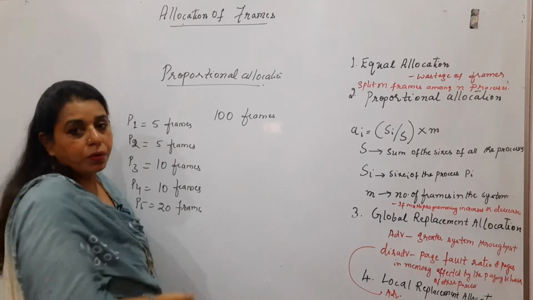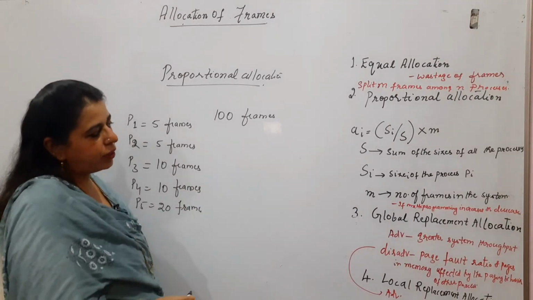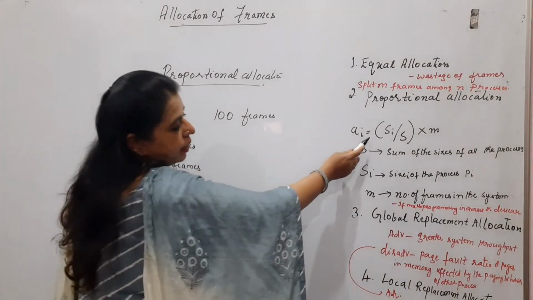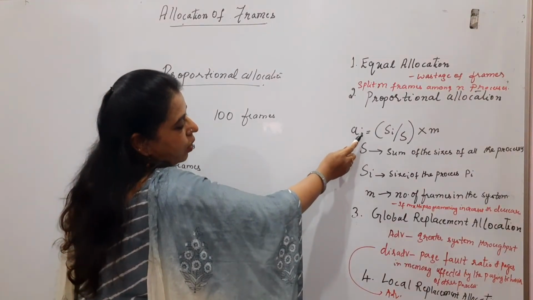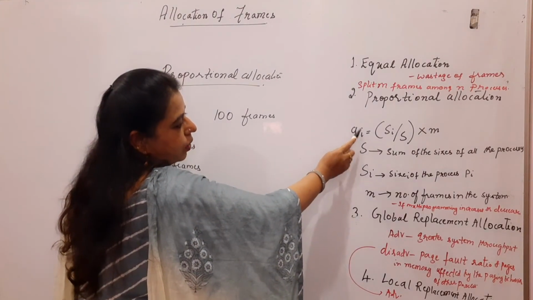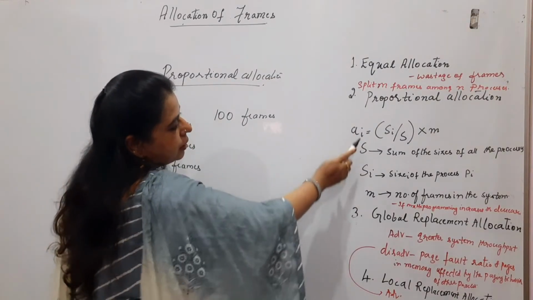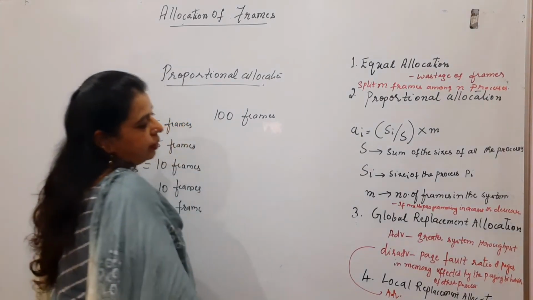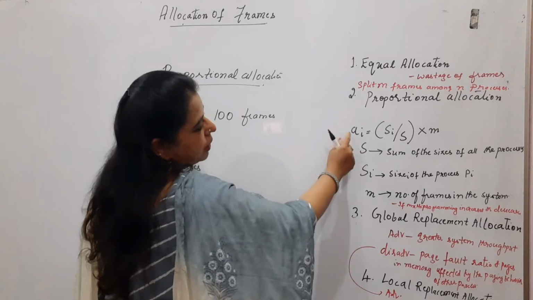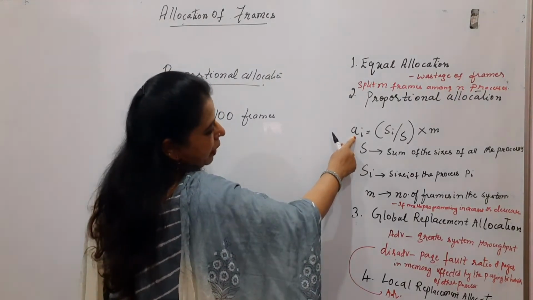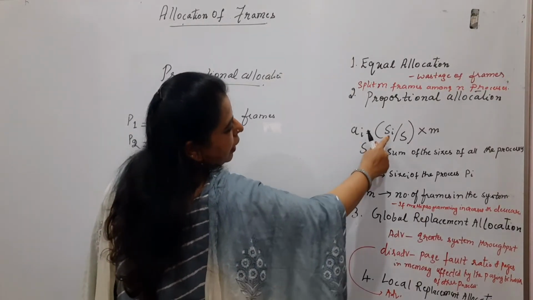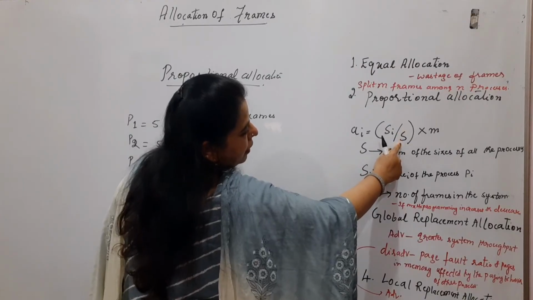If we have to go for the proportional allocation, clearly you can see here a_i is the frames allocated to a process, that is, of process 1, 2, 3. a_i indicates frames allocated to the process Pi, that is equal to s_i divided by S into m.